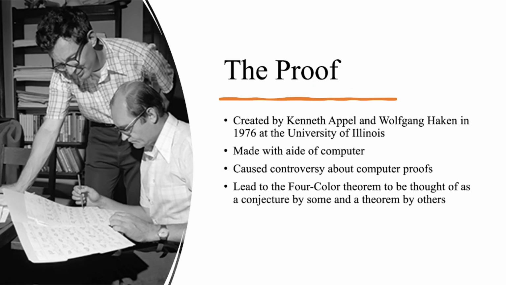Finally, we get to the proof. Created by Kenneth Appel and Wolfgang Haken in 1976 at the University of Illinois, they solved the problem with the aid of a computer. This would lead to a debate within the math world about whether or not a computer was a valid tool to make a proof. This led to some considering the four-color theorem a theorem, and others to still think of it as a conjecture for a little while.